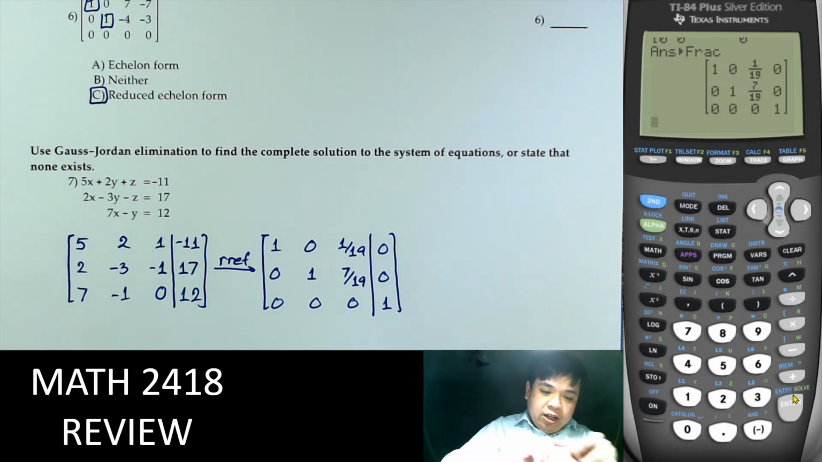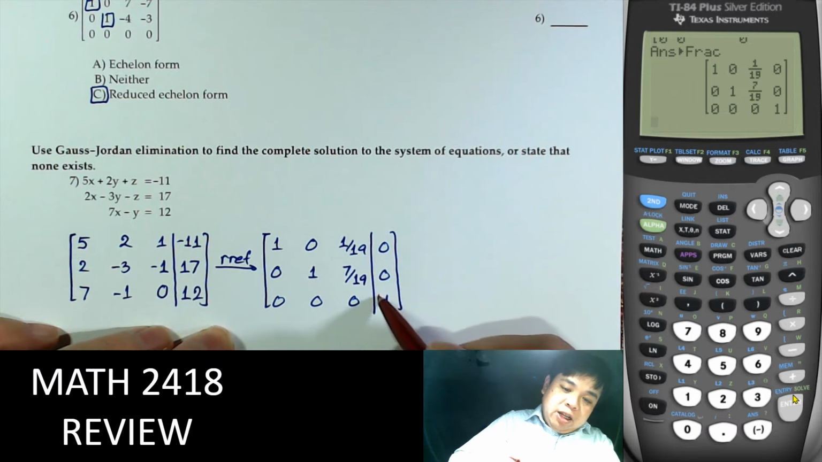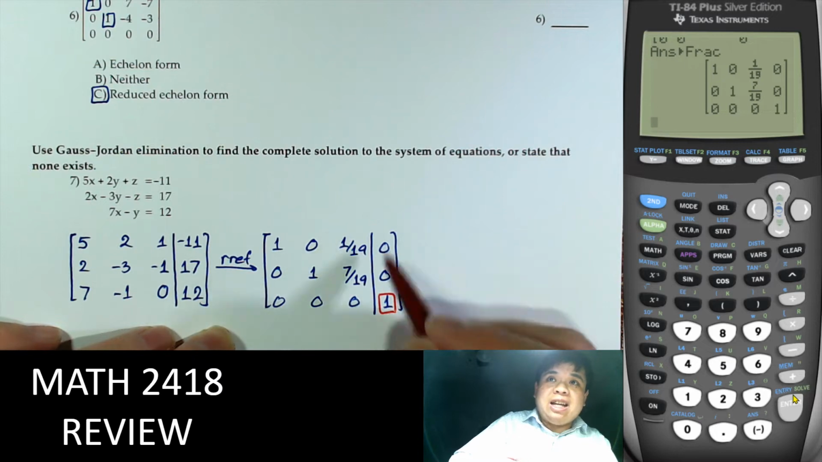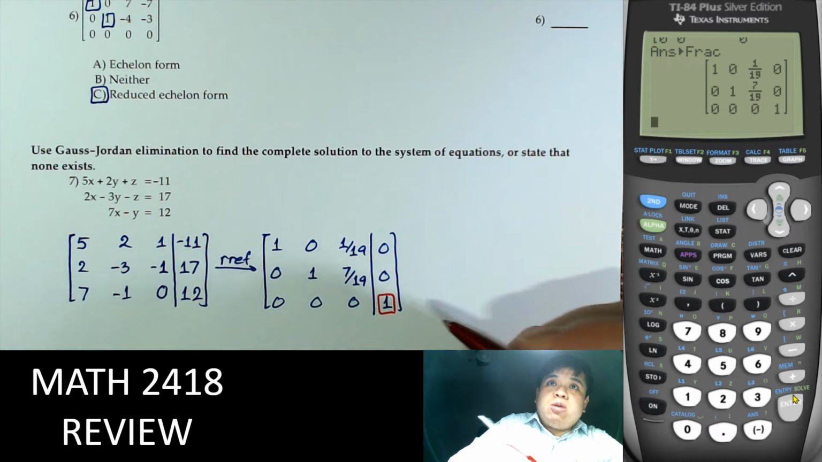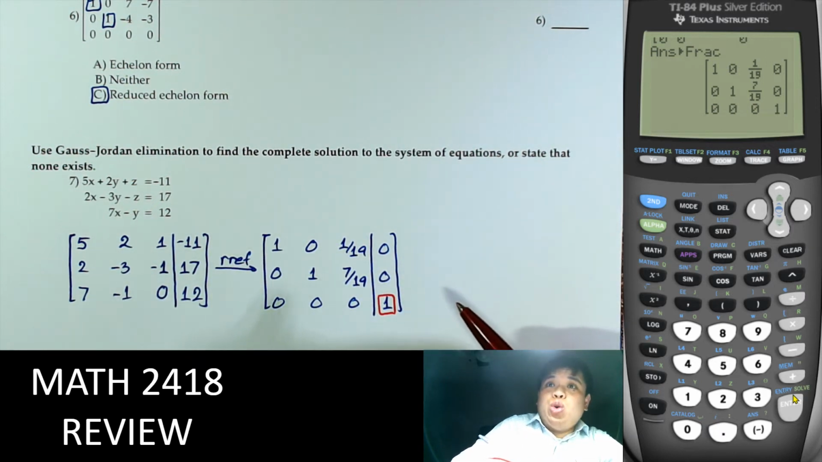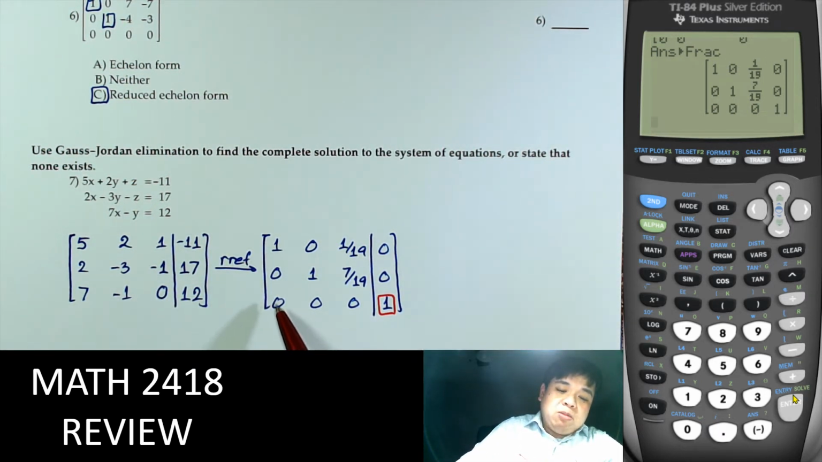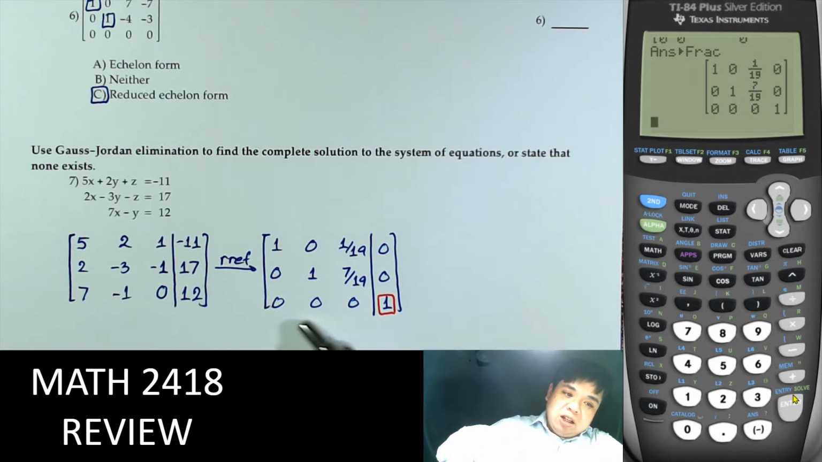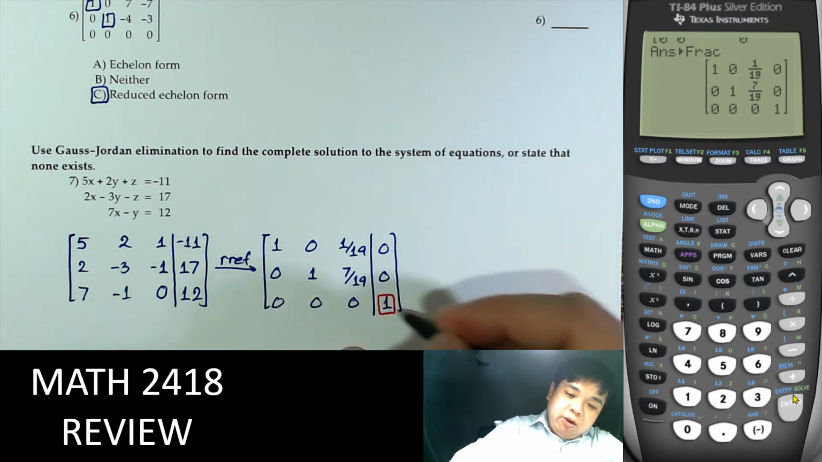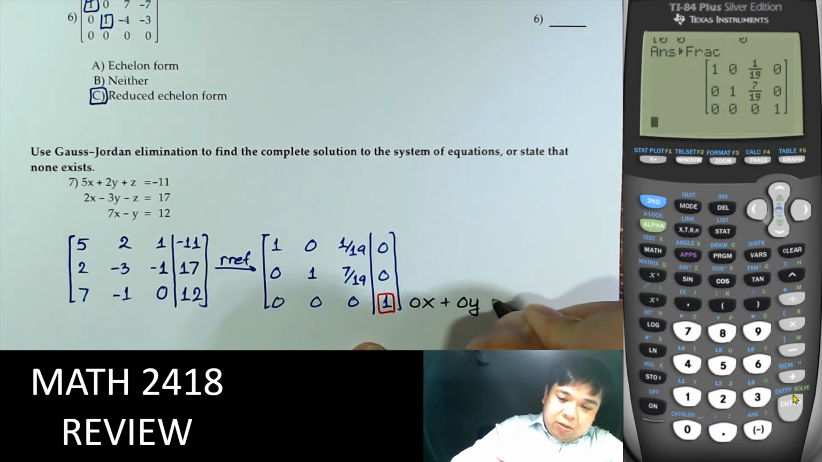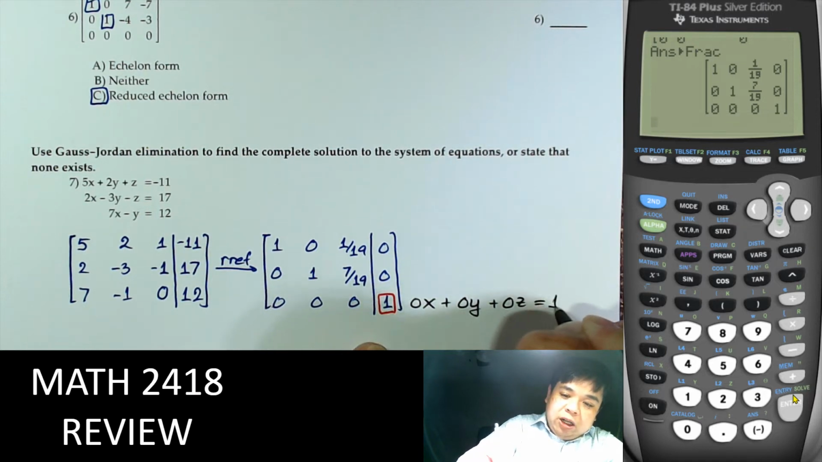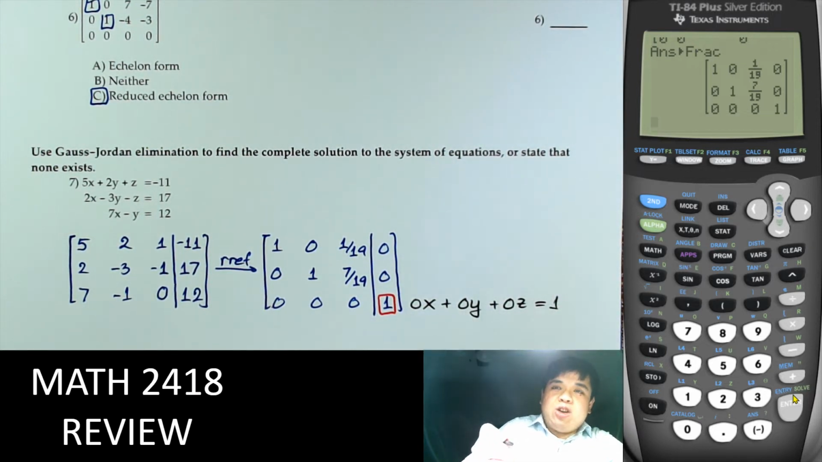But what we have here is a row of 0, except for the last one is 1. So in this case, if we have the pivot on the rightmost column, we're going to have no solution. Simply because if we rewrite the system for this last row here, we have 0x plus 0y plus 0z equal to 1. Of course, if there's no x, no y, no z, it cannot equal 1. So when we have this, that is no solution.